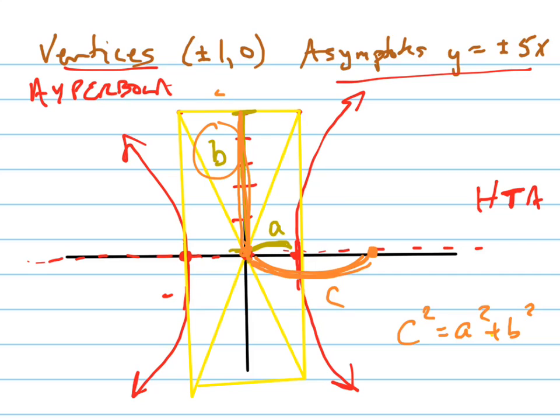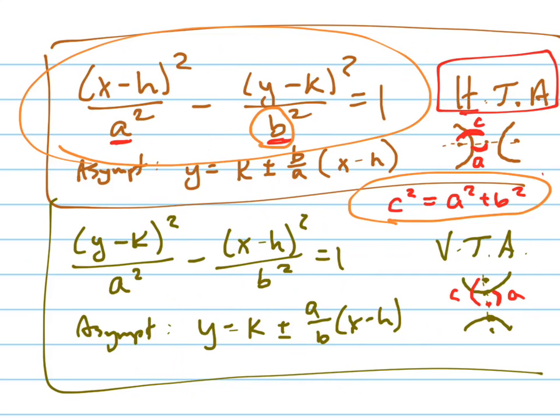B is 5, right? So B is 5, A is 1, and so my equation I can write is, again, horizontal transverse axis. Notice that the negative goes in front of the y term. The positive term is the x. So I'll write x minus h, which is 0, because the center's at 0, 0. So it's x squared all over 1 squared, because that's a, minus y squared all over 25, because that was b, equals 1. And that's your equation.